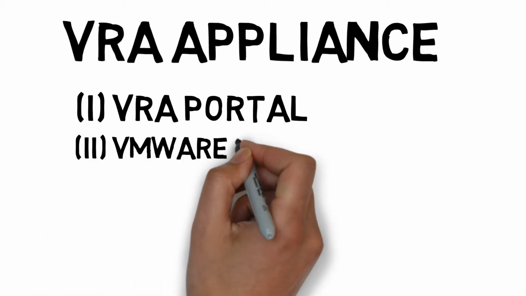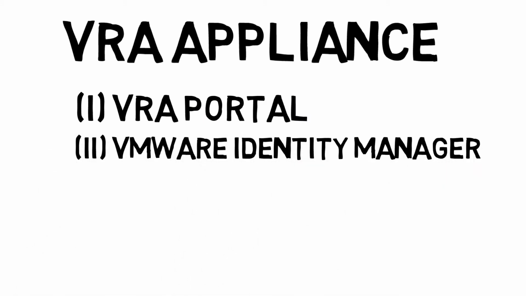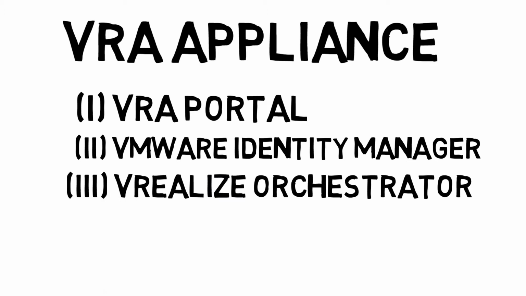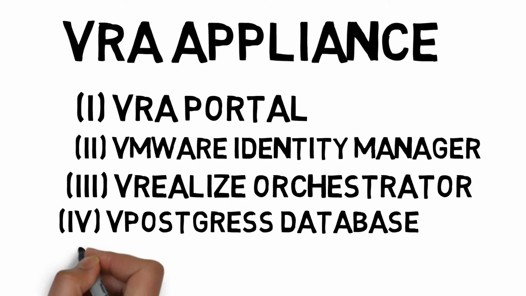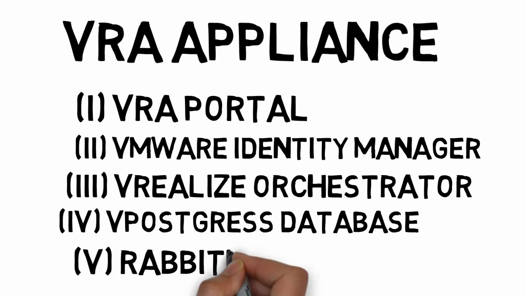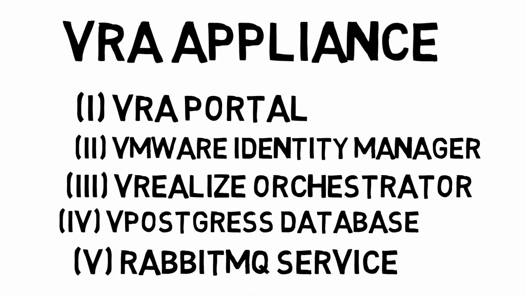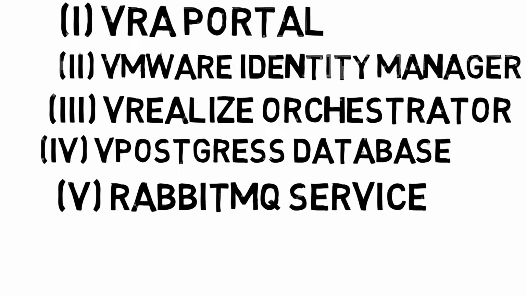The first one is the vRA portal. The second one is the VMware Identity Manager. The third one is the vRealize Orchestrator. The fourth one is the Postgres database. And last but not the least, the fifth one is the RabbitMQ service.